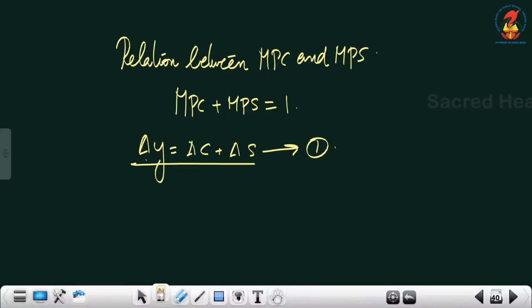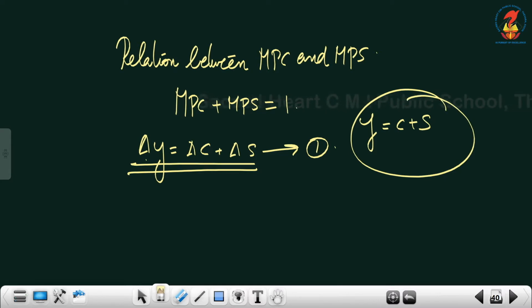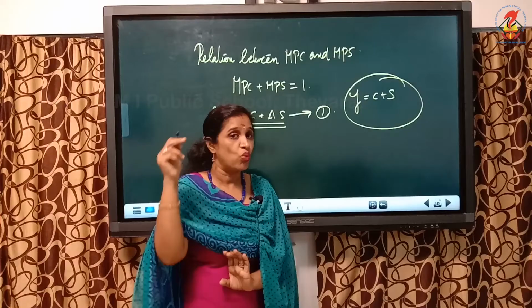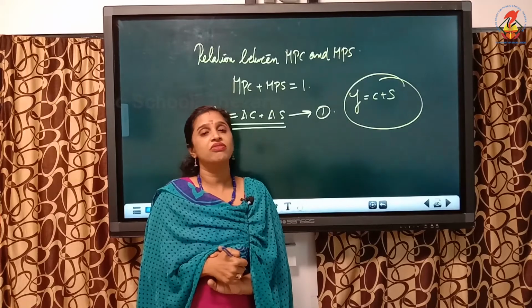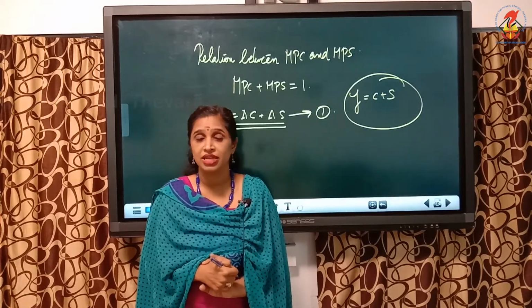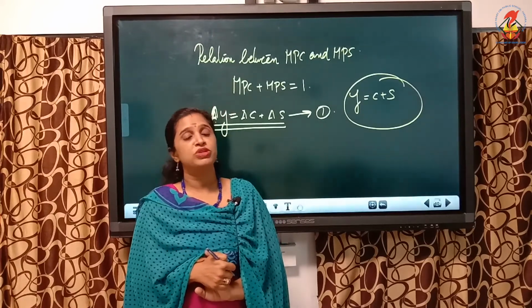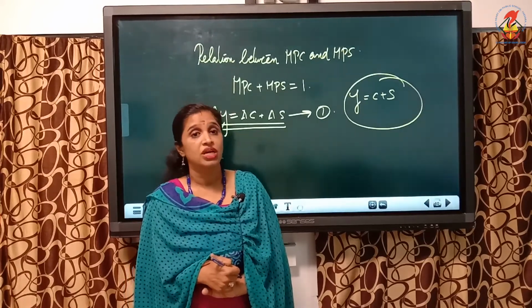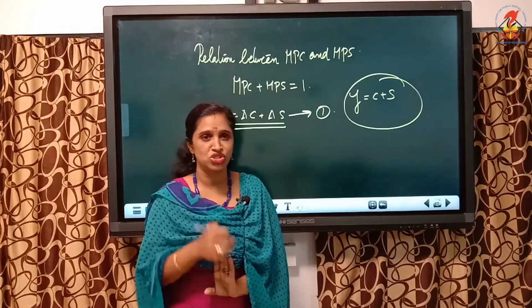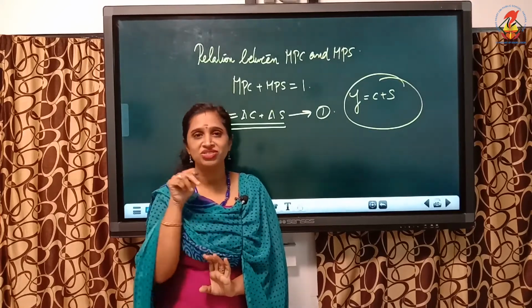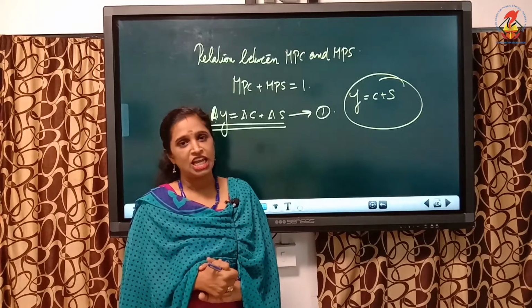Delta y is equal to delta C plus delta S. If it is y is equal to C plus S, this doesn't represent any change. But here it is delta y is equal to delta C plus delta S. Why has Keynes used delta y is equal to delta C plus delta S? Because marginal propensity to consume and marginal propensity to save speak about the ratio of change in consumption to a change in the income, change in saving to a change in the income.